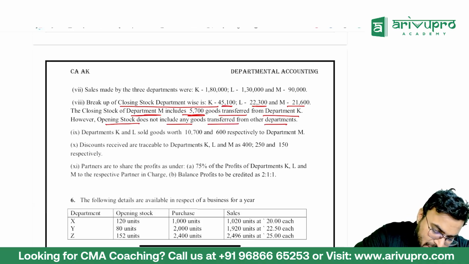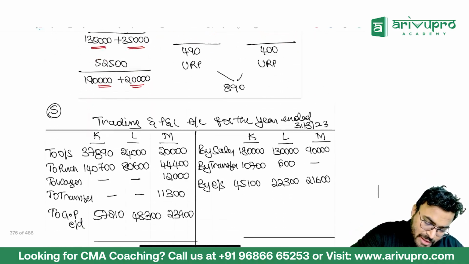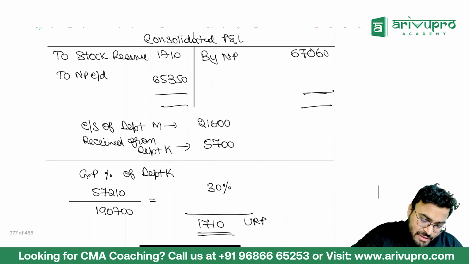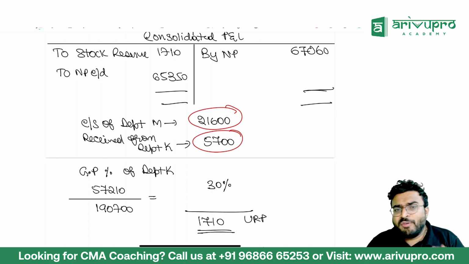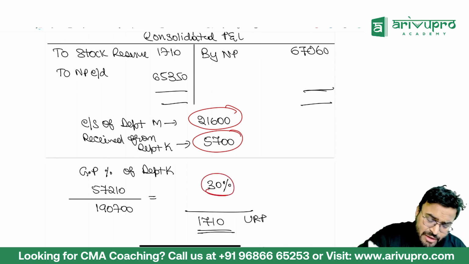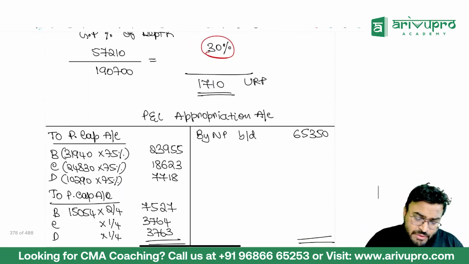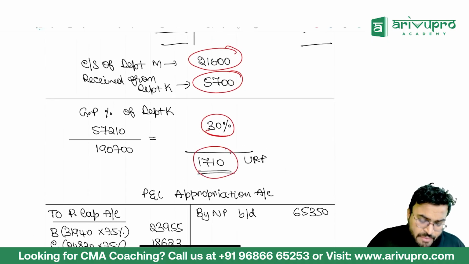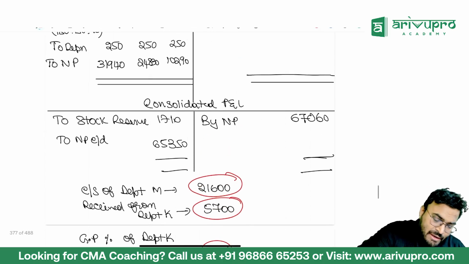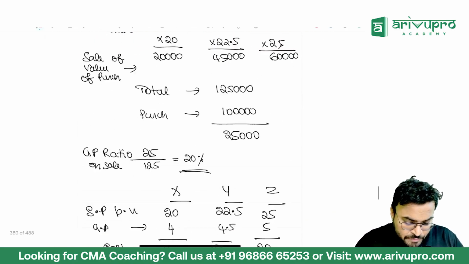Now, 5,700 is there in the closing stock of department M. The closing stock of department M is 21,600. Out of 21,600, 5,700 is received from department K. Who made profit in this? Department K made the profit. How much profit? 30%. Go and check department K gross profit divided by sales into 100, 30%. Now if you take 30% of 5,700, you will get 1,710 as unrealized profit. Unrealized profit is 1,710. P&L account debited to stock reserve. Is this clear? With that, we are done with departmental accounts.